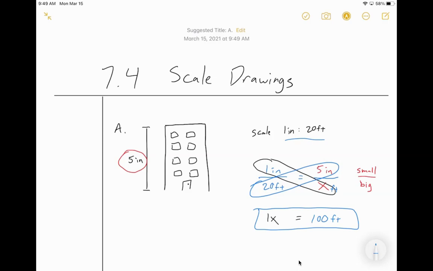Okay. So that's all you're doing in scale drawings, is setting up these proportions. I'm saying, hey, in my drawing, it's only 5 inches. How big is it in real life, right? And that makes sense because anytime you draw a house on a piece of paper, it's not the size of the house, is it? Right? It's just a scale model of the bigger building, the bigger house. That makes sense?